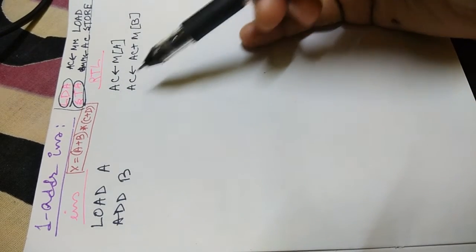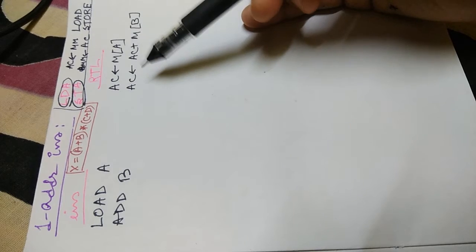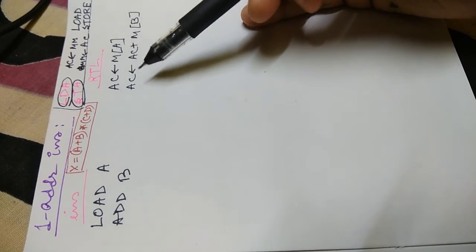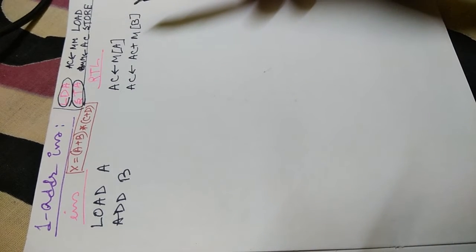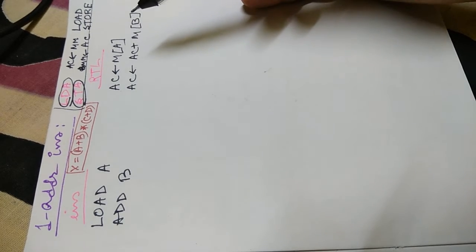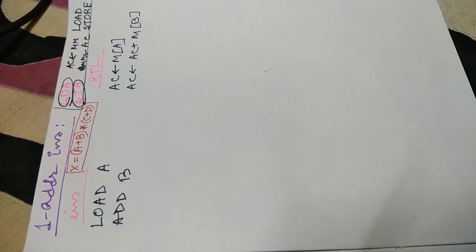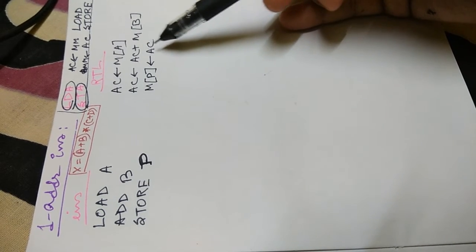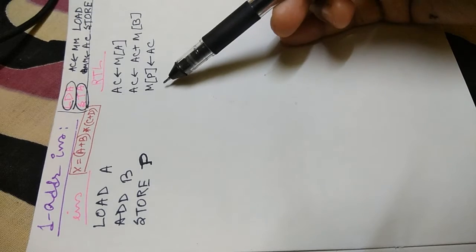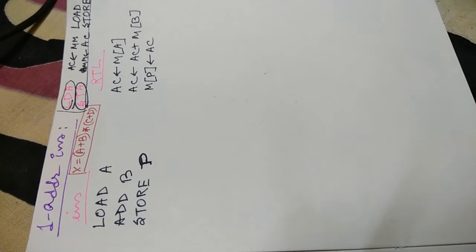Otherwise the A plus B content in accumulator will be lost. Clear? That is why I am using store instruction next. Okay? Now the content of accumulator, A plus B, is stored in some location, say P. Okay. Now I can load C.